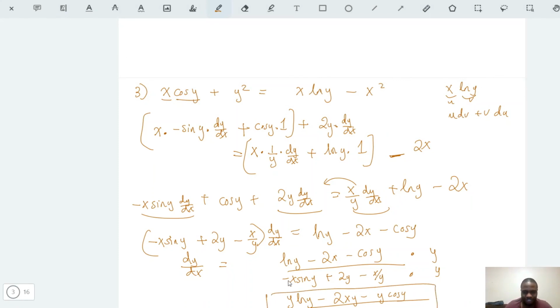So don't worry about what I did. I just added a y here, top and bottom. I've not really changed the fraction. You can leave it like this if you want, but I just wanted it to look a bit cuter. That's all. Okay? So that's the answer to this problem.